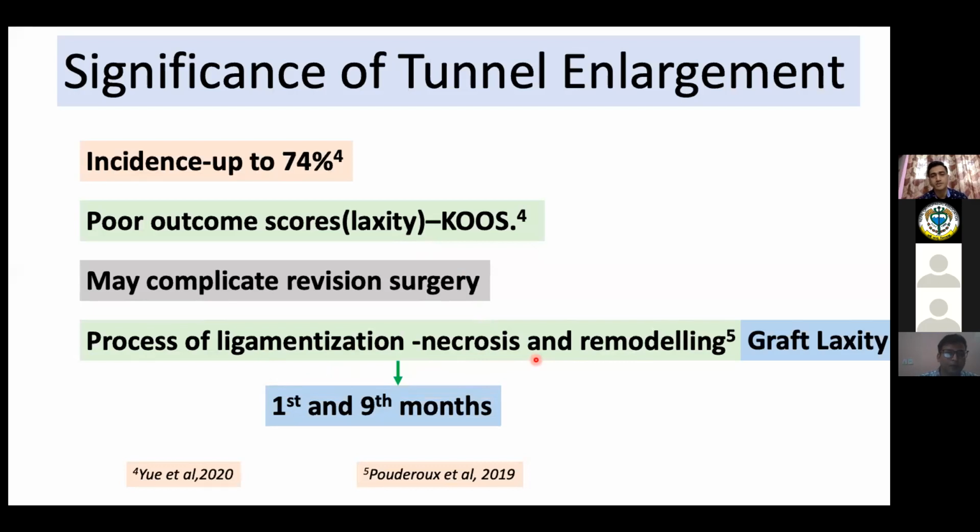This is the weak period. And during this period, the graft may appear lax, but that's well and good. That's not harmful. That's the normal phenomenon. But if we see the laxity well beyond the 9 months, well beyond 1 year, then there is something wrong. This graft laxity may disappear after 9 months or after 1 year, once the graft has entered into the stage of maturation.